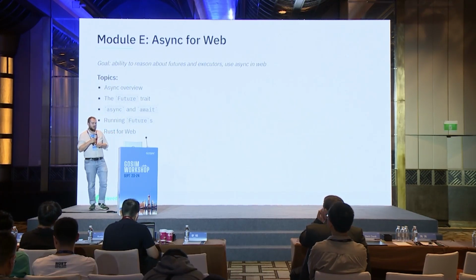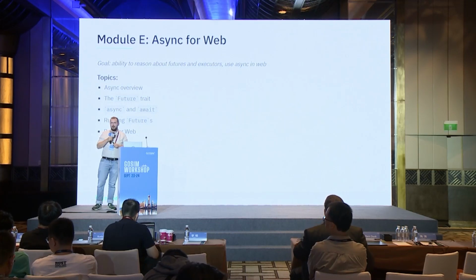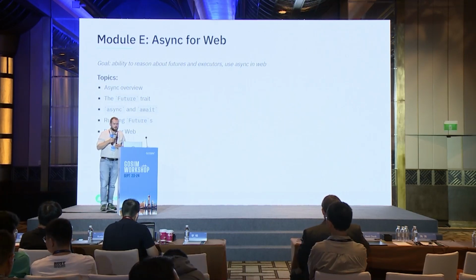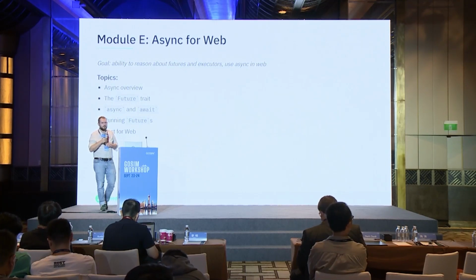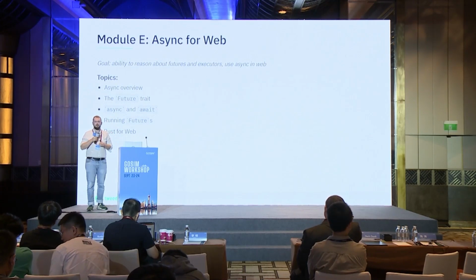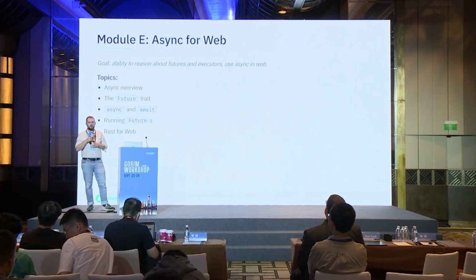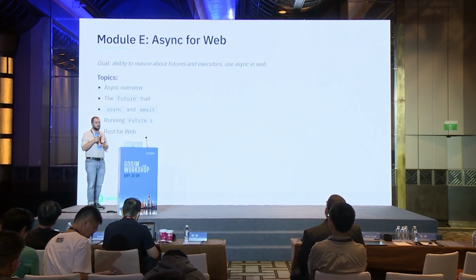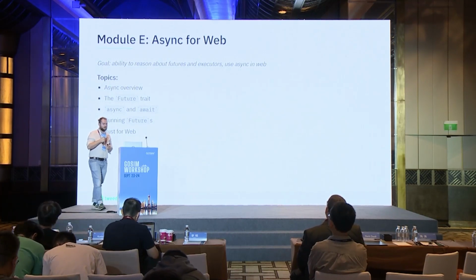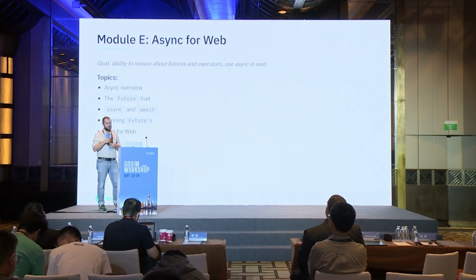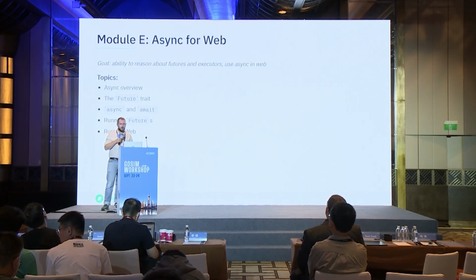Then we went on to the async and await keywords and how they transform the code. And this is the point where we saw that async Rust seems pretty magical, but it really, really isn't. And I think this was one of the greatest things about this module. Then we went on about how do you run the future with Tokio, and then we had a small part on Rust for web.